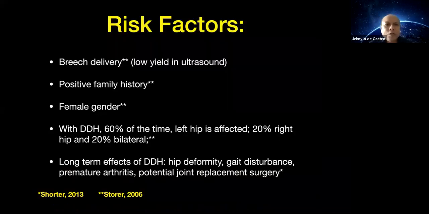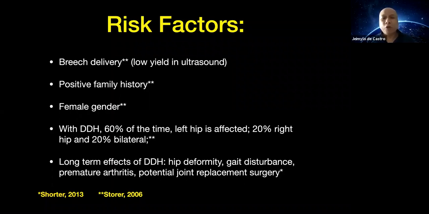Okay, the risk factors include breech delivery, positive family history, and female gender. So these are the risk factors. And with developmental hip dysplasia, 60% of the time it's found on the left. Okay, so just remember that. 20% of the time it's found in the right hip, and 20% of the time it's bilateral. So why are we interested in knowing all this? Why do we need to diagnose them? Because it has been found that the long-term effects of this dysplasia of the hip are hip deformity, gait disturbance, premature arthritis, and of course, one thing that we don't really like, the potential joint replacement surgery.